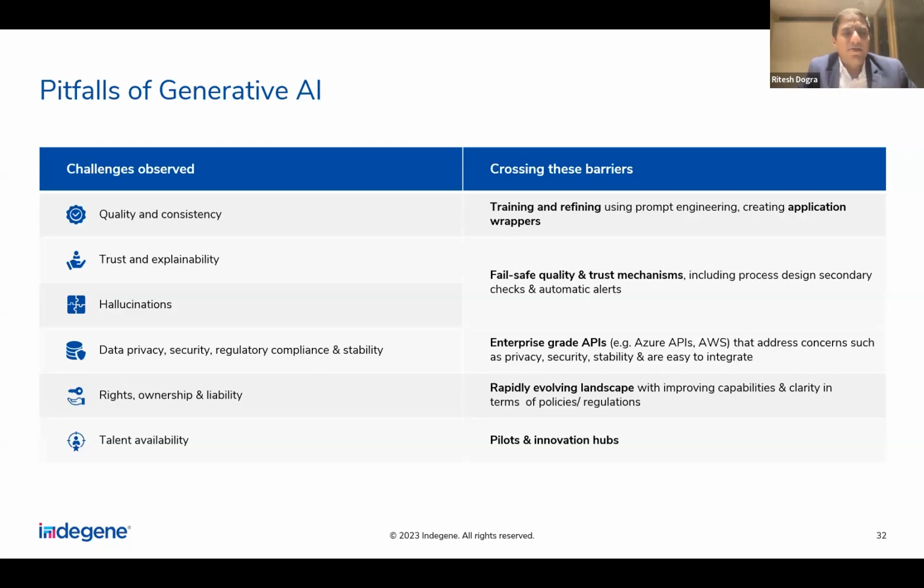And to ensure data privacy and security, I think as soon as the industry moved on to catch this wave, enterprise-grade APIs, which promise data security and compliance, started getting built in. There are Azure APIs, AWS, which address all of these concerns, and these should no longer be a concern.